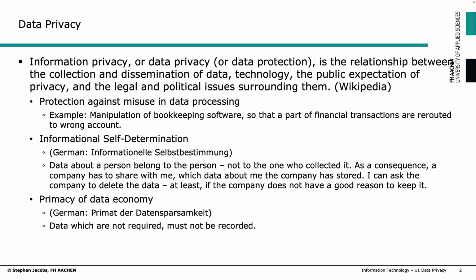So if data is required, for example, you will start at the university, FH Aachen, and we need some data of you. For example, a name, maybe a date of birth. But there is no reason to ask for example, your hobbies, what you have done in the past, what are your future goals, etc. This is meant by primacy of data economy. We are just allowed to ask you for those data which are really required to run a contract with you as a student.